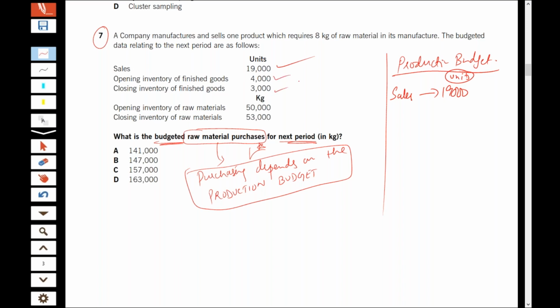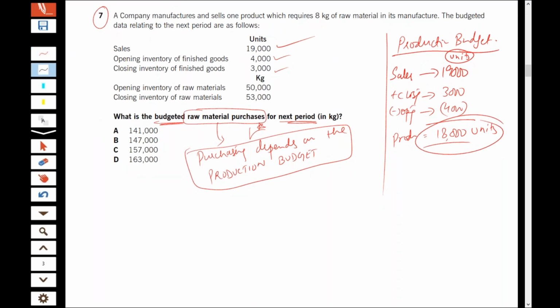Opening inventory 4,000, closing 3,000. So what is the production budget? The production budget is 19 plus 3 minus 4. That is 18,000 units. And in order to make 1 unit, it needs 8 kilograms of raw material.